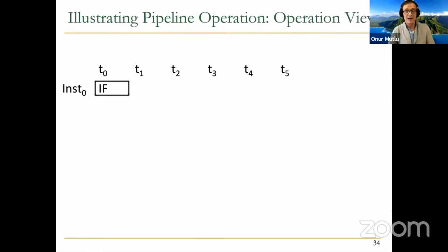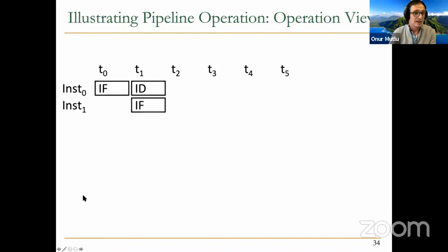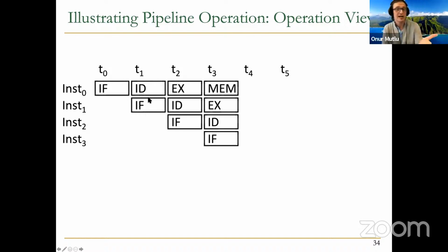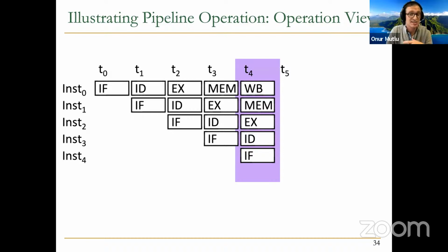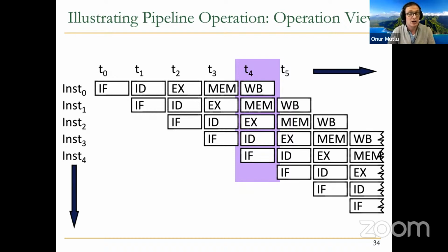This is an illustration of pipeline operation, an operational view, with time on the x-axis and instruction on the y-axis. In the second time unit, T1, you can see that there are 2 instructions in the pipeline. In the third time unit, there are 3 instructions. At T3, there are 4 instructions. In T4, there are 5 instructions. At this point, the pipeline is full, meaning all of the pipeline stages are occupied. And after that point, we're in a steady state.